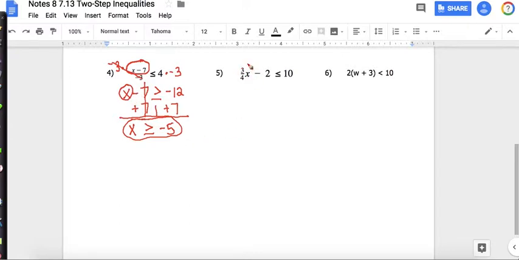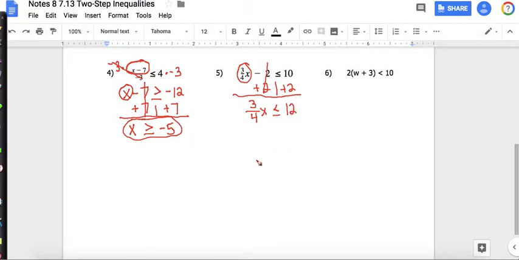Okay, number 5, circle your variable and draw your t. The opposite of subtracting 2 is adding 2. That means the 2's cancel. Bring down your 3/4 x, bring your symbol straight down, and 10 plus 2 is 12.